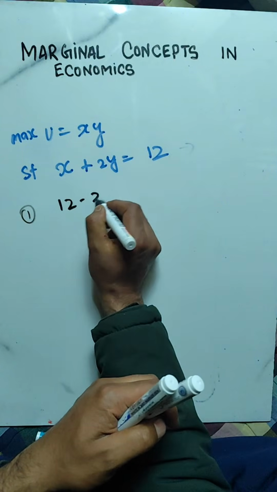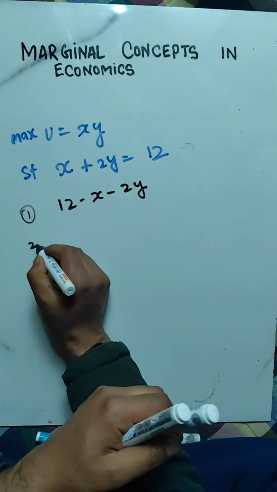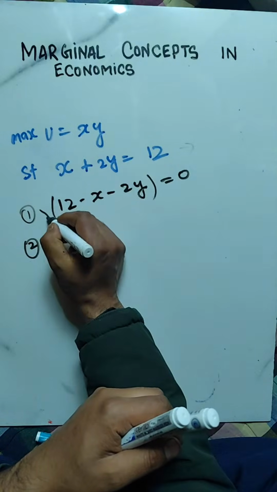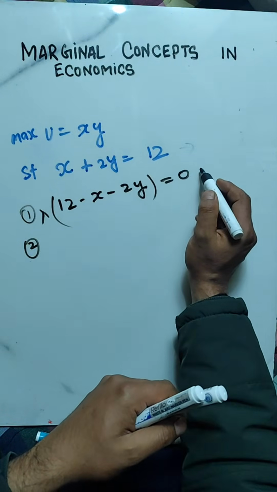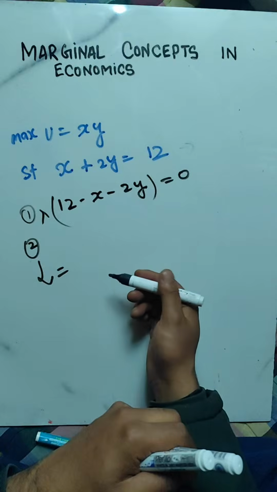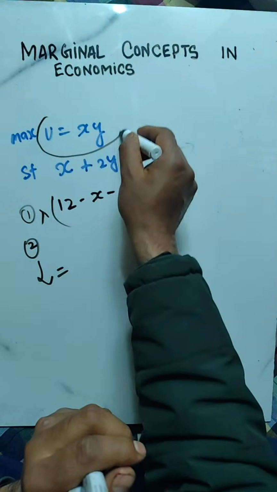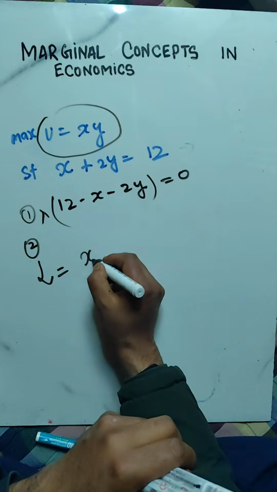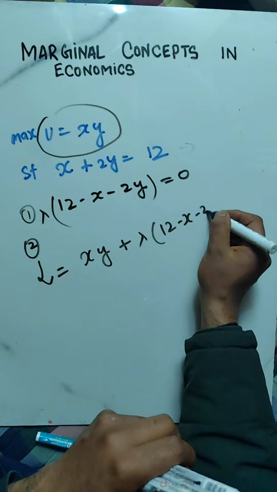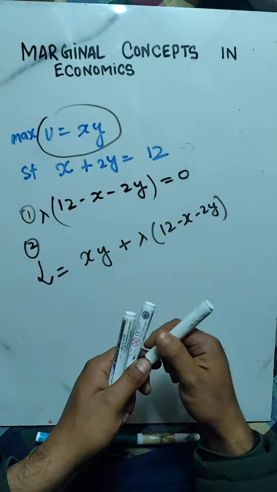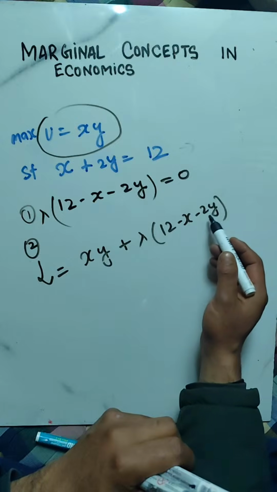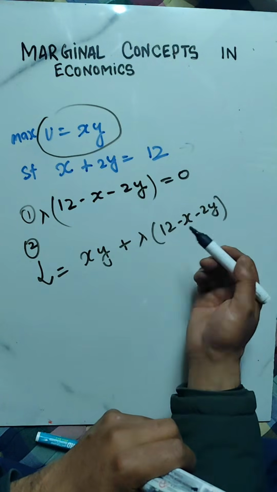So we have 12 minus x minus 2y. Then the second step is to multiply both sides by lambda. If I multiply the RHS by lambda, it will become 0. Then we form the Lagrange's function, that is formed by adding the utility function, what we call the objective function, with the resulting constraint that we have formed, that's lambda times 12 minus x minus 2y. Now to find the optimal bundles of good x and y, we need to partially differentiate this function with respect to x, y and lambda and solve them simultaneously.